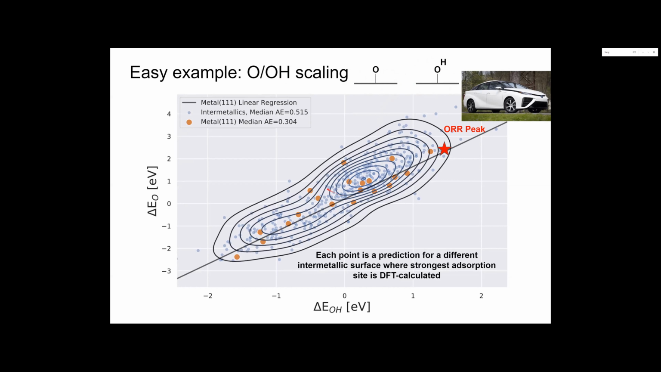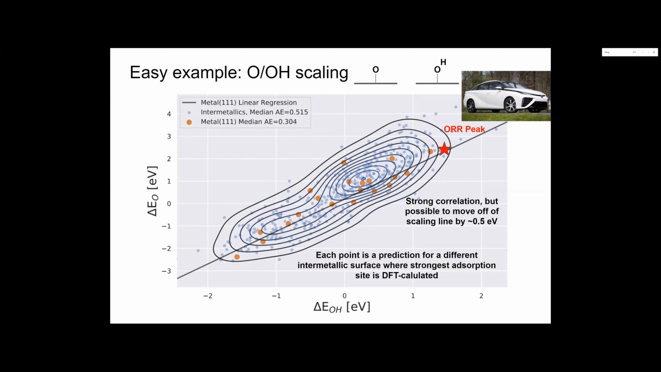And so now this is a set of calculations. Every point is a prediction for a different intermetallic surface where the strongest adsorption site was DFT calculated. There's about 500 or 1,000 points here out of about 500,000 different surfaces that we can consider across the entire intermetallic composition space. So these orange points are metals. Unsurprisingly, the metal ones obey a really strong scaling relation. Among all the intermetallics, there's quite a bit more spread than the pure metals. And so the pure metals have a spread of about 0.3 eV. Among the intermetallics, that's a little bit larger. So we can shift this by about 0.5 eV up or down.